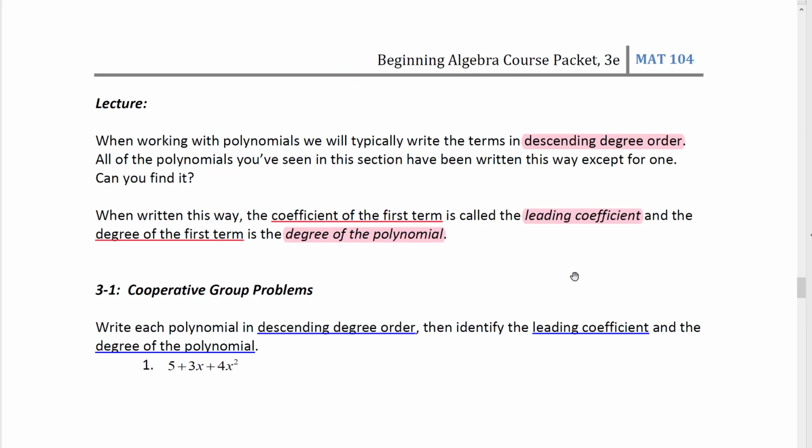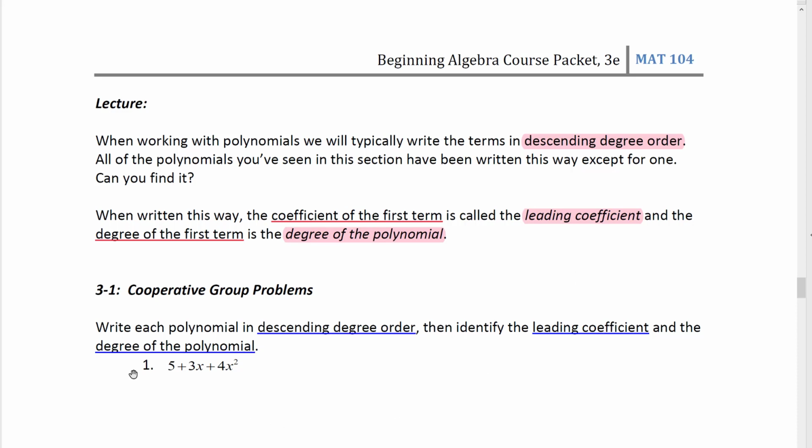On page 117, we take a look at writing polynomials in descending degree order. So far this semester I have not been worried about what order you write your polynomials in. Now we're going to start worrying about it. So we want to write our polynomial such that the highest degree term comes first, followed by the next highest degree term, followed by the next highest degree term, until eventually on the right hand side of the polynomial you have the lowest degree term.